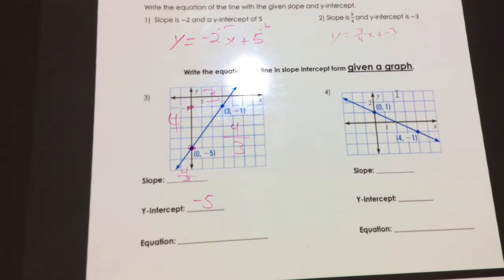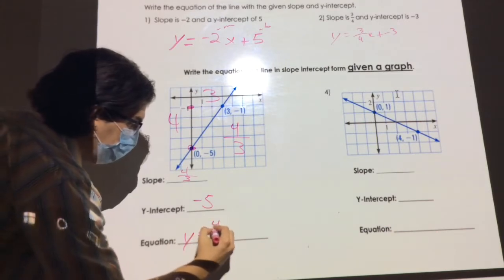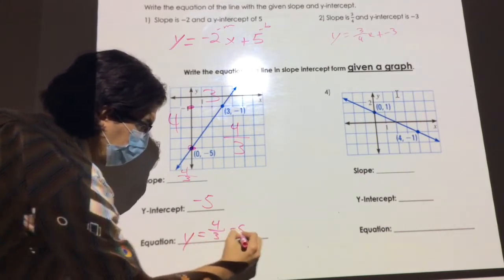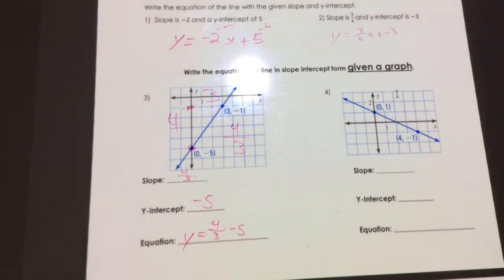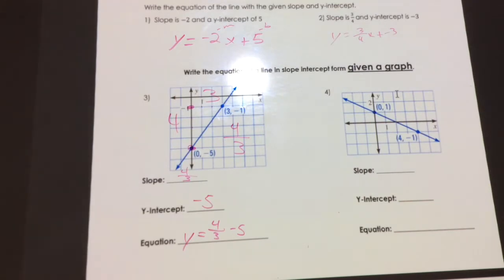Are we okay there? So if I were to write this equation out, it's going to be y equals 4 over 3x minus 5. Are we okay with that step? Yes. Let's go to the next one. Positive or negative line? Negative. Negative line, right?